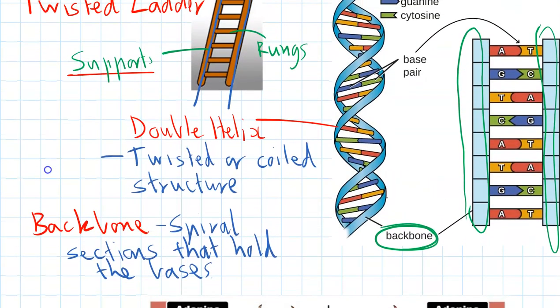And then obviously we've got the base pairs as well. So we all know what they are. We've got adenine, thymine, guanine, and cytosine. And that's what actually holds the genetic code. And they're like the rungs of the ladder.